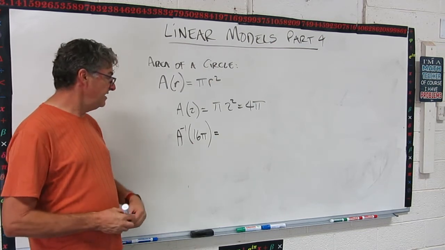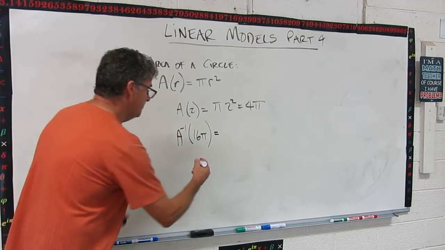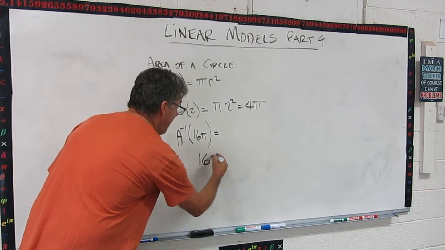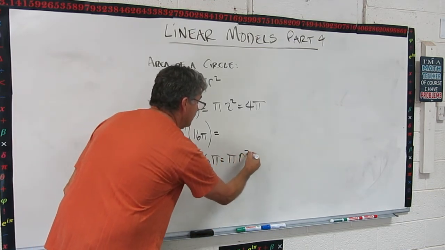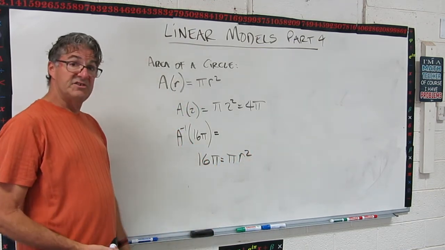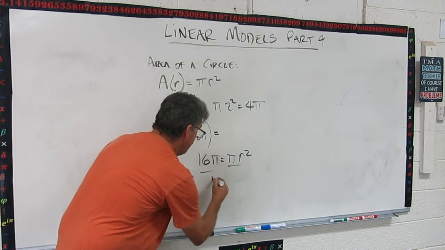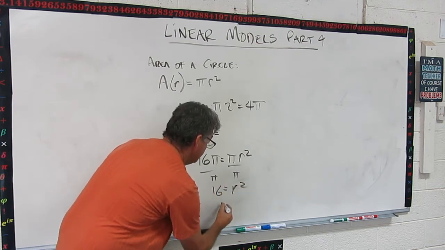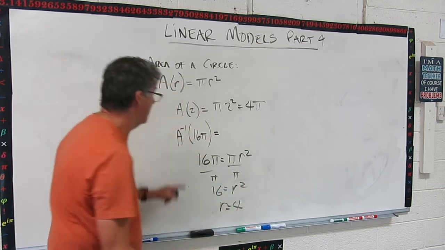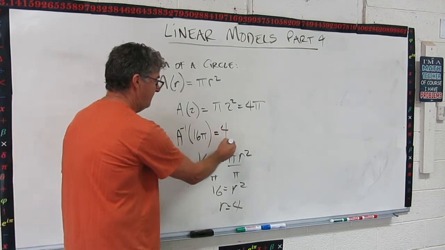Okay, let's see how you did. So this is the area, and we're trying to find radius. So what we would do is you'd write 16 pi for area equals pi r squared. Now go ahead and solve that. This is pretty straightforward. Divide through by pi. We have 16 equals r squared, so r equals 4. So the inverse area function of 16 pi is 4.